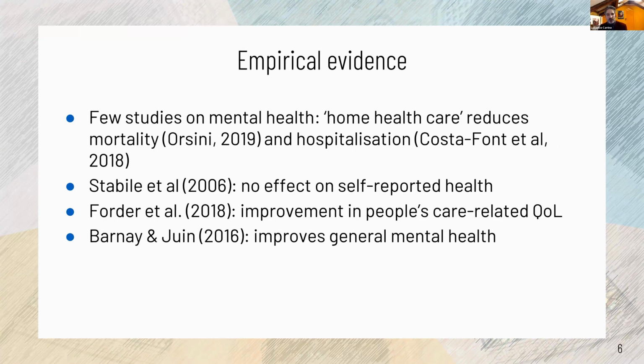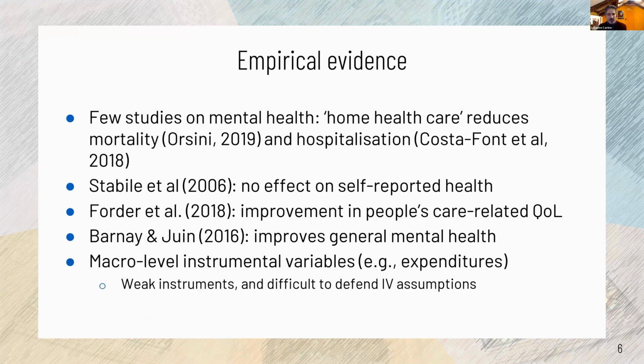We have a study by Barney and June in 2016 that finds that receiving care improves the general mental health of people in France. Many studies use, for causal identification, macro level instrumental variables, for example, the expenditure in the area, and this is problematic, or at least it leaves open room for more precise instruments, perhaps at the individual level. And for those of you who are econometricians or public economists, you probably know how hard it is to find proper instrumental variables for causal identification.